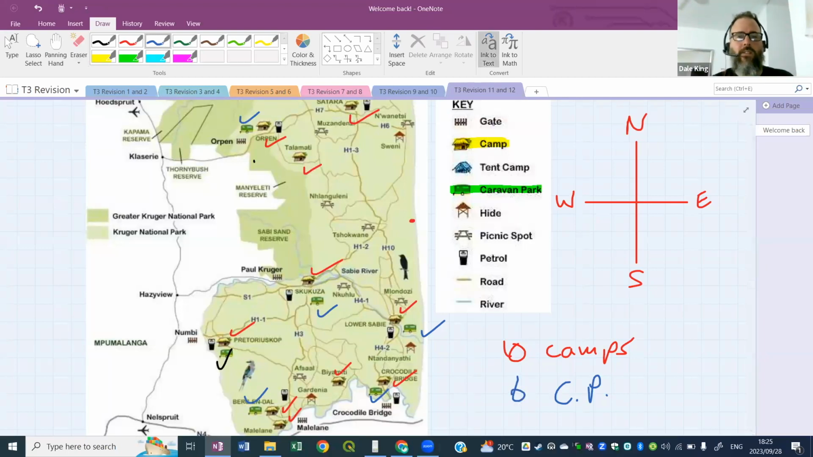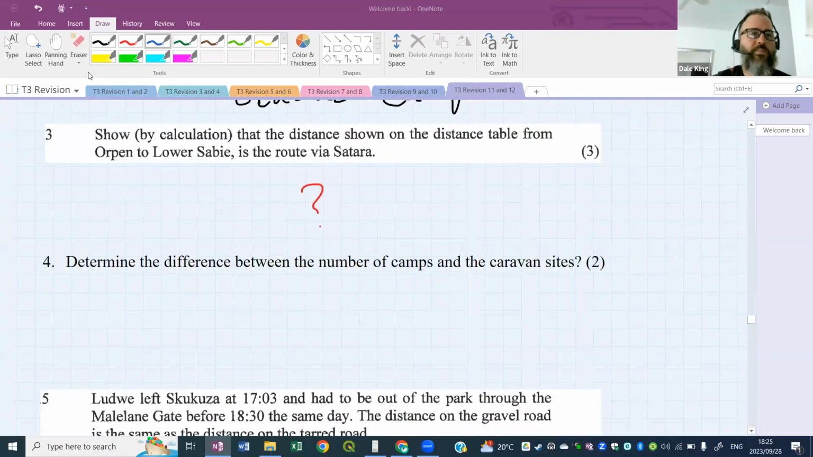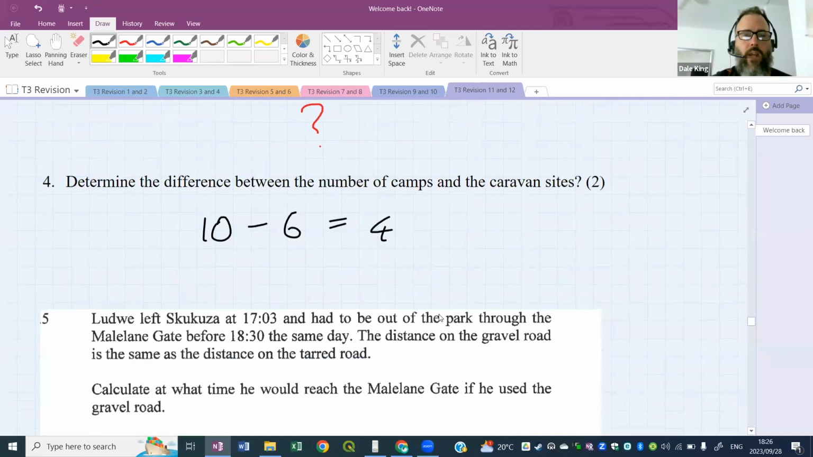Yeah, there's 6 caravans. All right, so the difference is 4. Right, so 10 camps and 6 caravan parks, which means the difference in the number has to be 4. Yes, good job. All right, so we'll just write down here 10 minus 6 equals 4. All right, that's the difference. Let's have a look. What do we have next?